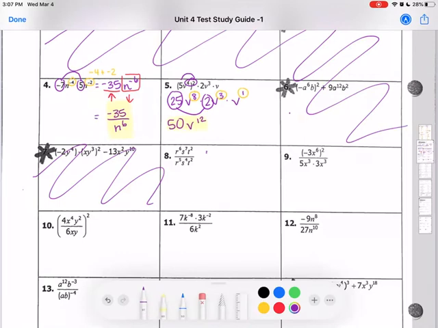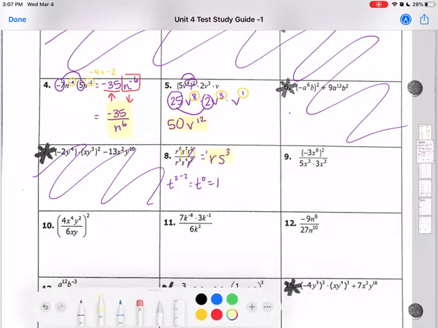All right, looking at number 8, I'm using the quotient rule, which means I'm going to subtract exponents. So I have 6 minus 5, 7 minus 4, and 2 minus 2. So for r, 6 minus 5 gives me r to the 1, or just r. S is 7 minus 4, which is 3. And t squared minus t squared, that gives me t to the 0, which equals 1. So these cancel each other out, and this is my final answer, rs cubed.